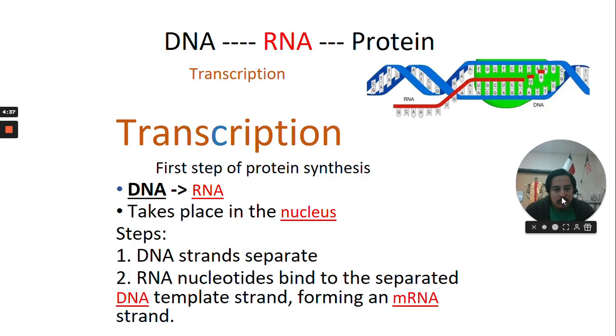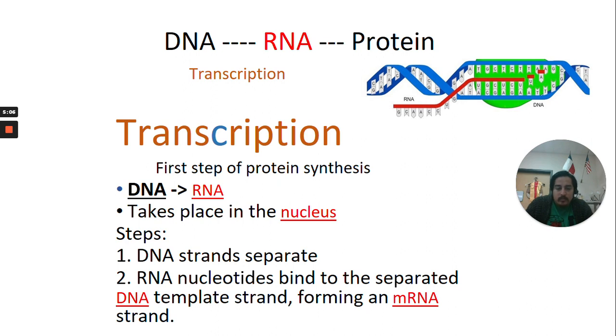So here's another picture of basically what's happening. The DNA is blue, the RNA is red. Okay, so this is the first step. This is where you're going from DNA to RNA. So that's what it says right here, DNA to RNA. That's transcription. This is the first step of protein synthesis. DNA to RNA, it takes place in the nucleus. Since that's where the DNA is, in the nucleus, this is where this happens.